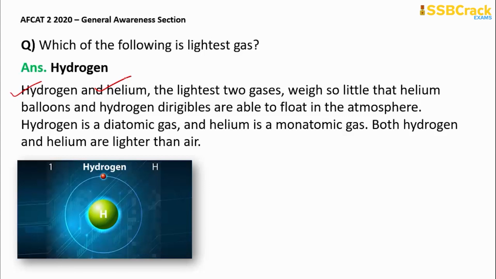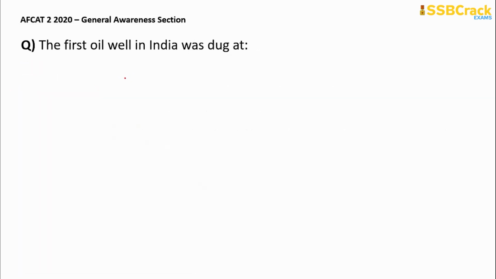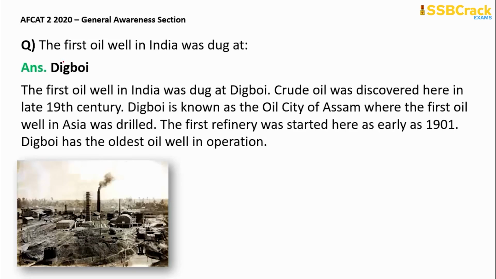and both are lighter than the air. Next question is, the first oil well in India was dug at. So this is again a very direct question. If you have seen our sessions in our courses, we have discussed all the important sites and we have covered everything related to this. So the correct answer is Digboi.